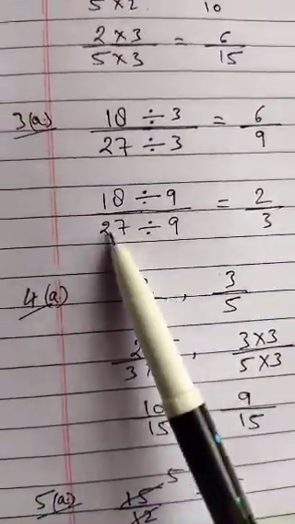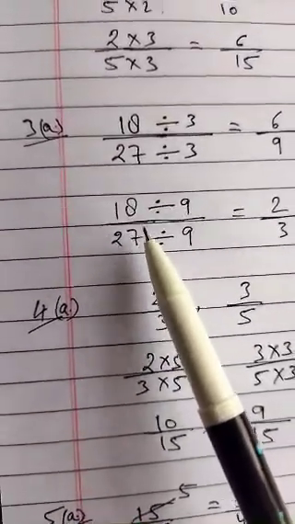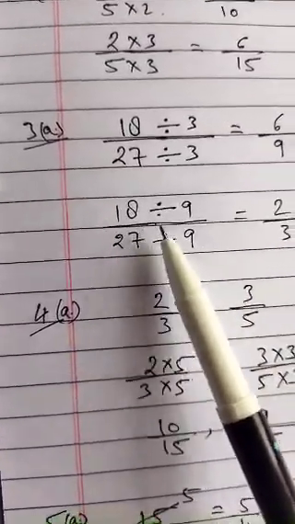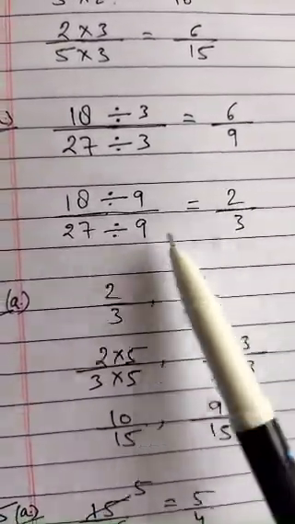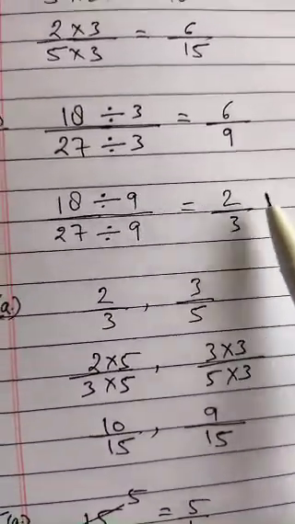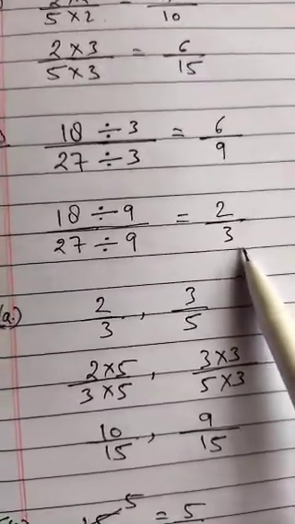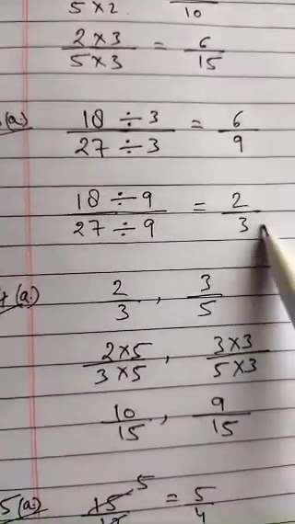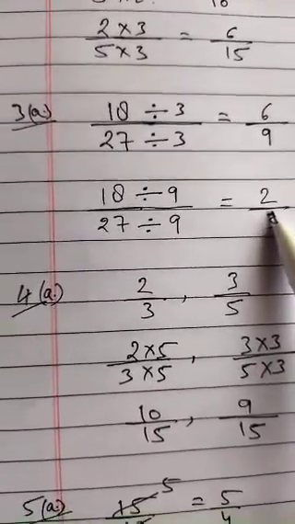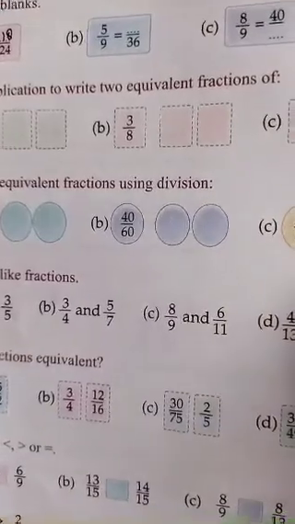Now again you will find 18 upon 27 will be divided by which other number? Then it is 9. So you will divide 18 by 9, you will get 2. 27 by 9, then you will get 3. So 2 upon 3, this is your another equivalent fraction. Only 2 he is asking, so these are your answer. Hope you can do the rest part of this question.